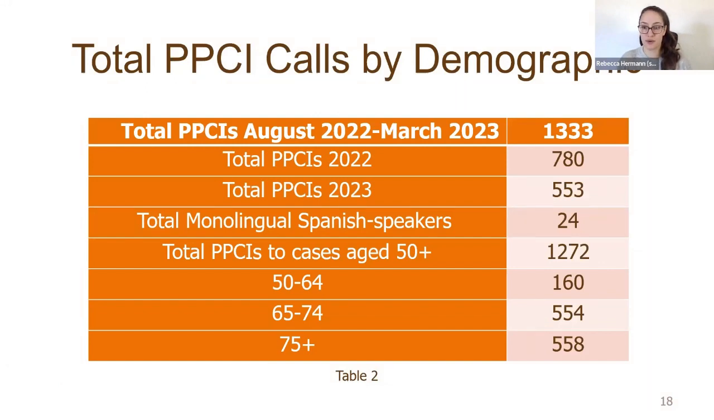So in the time that this program has really gotten up and running since August of 2022, our investigators have made over 1,300 calls to priority population cases. 780 of those took place last year in 2022, and over 550 have taken place so far this year. Only 24 were identified as monolingual Spanish speakers in our data sources. And again, we think that represents some underrepresentation because anecdotally, we know that our investigators are speaking to folks in Spanish far more frequently than that. And overall, you'll see that the vast majority of these calls, over 1,200 of them, were made to folks aged 50 and older. And of that group, most calls were made to those aged 65 and up.